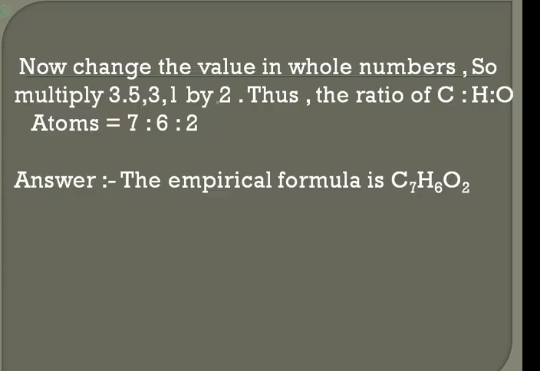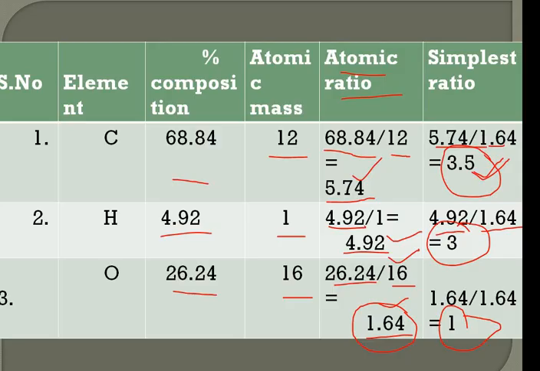Now moving on, change the values into whole numbers. So multiply 3.5, 3 and 1 by 2. This is multiplication, not division. Thus the ratio of carbon, hydrogen and oxygen atoms is 7 to 6 to 2. This line is compulsory to write down. Now the answer: the empirical formula of the compound is C7H6O2.